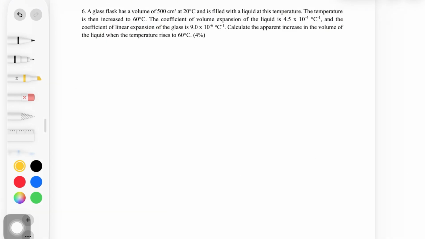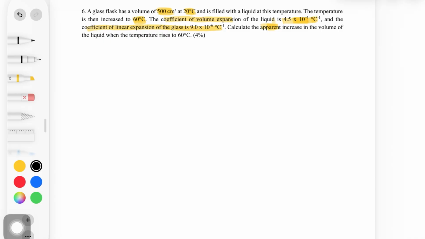Okay guys, we have reached our last question. Let's read the question. A glass flask has a volume of 500 cm cube at 20 degrees Celsius. It is filled up with liquid at this temperature. The temperature is then increased to 60 degrees Celsius. The coefficient of volume expansion of the liquid is 4.5 times 10 to the power negative 4 per degree C, and the coefficient of linear expansion of the glass is 9.0 times 10 to the power negative 6. Calculate the apparent increase.